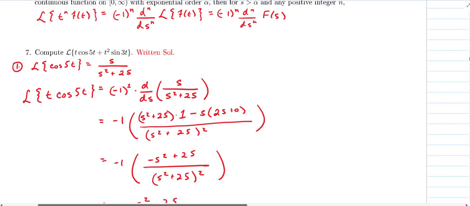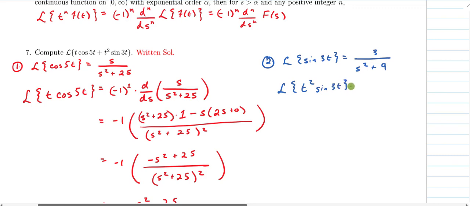So the next one we want to look at is the Laplace transform of the second term. We know that the Laplace transform of the sine of 3t is 3 over s squared plus 3 squared, or 9. So the question now becomes, what is the Laplace transform of t squared sine of 3t?